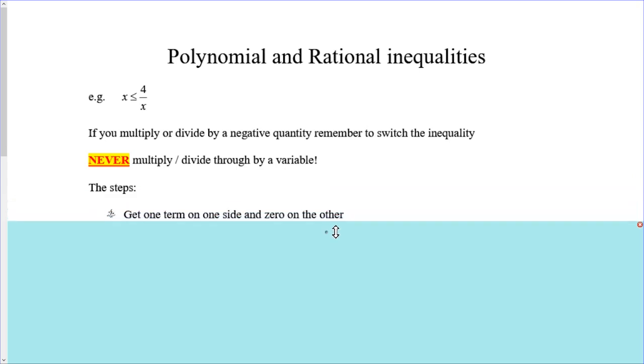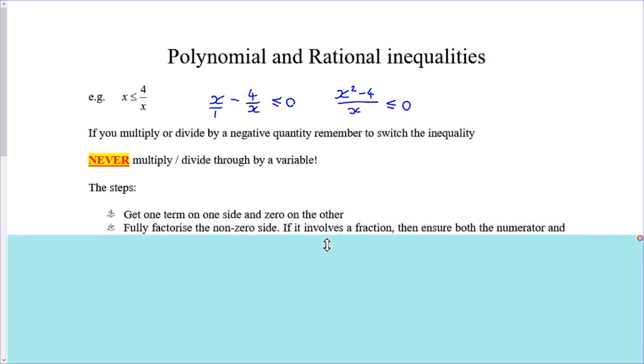So the steps in solving one of these, basically you want to get one term on one side and zero on the other. So I'm going to follow through with this question and do it as we go through the steps. So I'm going to subtract 4 over x from both sides. Right now what I've got is 0 on the one side. I don't have one term on the other side, I've got two. So I'm going to combine them, remembering that I'm going to add these algebraic fractions. I'm going to go with a common denominator of x. So I actually get x squared minus 4 over x is less than or equal to 0. Okay, right, that's the first step.